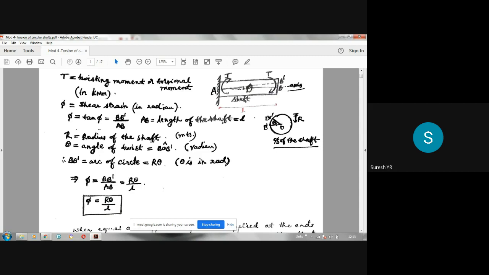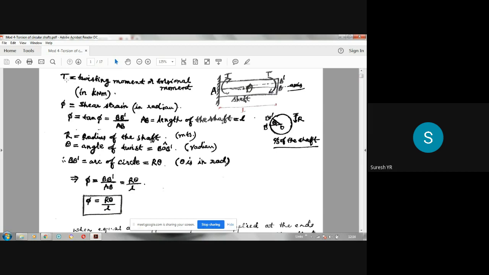So I hope you understood. Here the moment is acting along the axis. If the load is applied perpendicular to the axis, then you will have bending moment. But here the moment is applied along the axis, not perpendicular to the axis. Then it is torsion. So torsion means twisting. The effect of the torsional moment is nothing but twist.